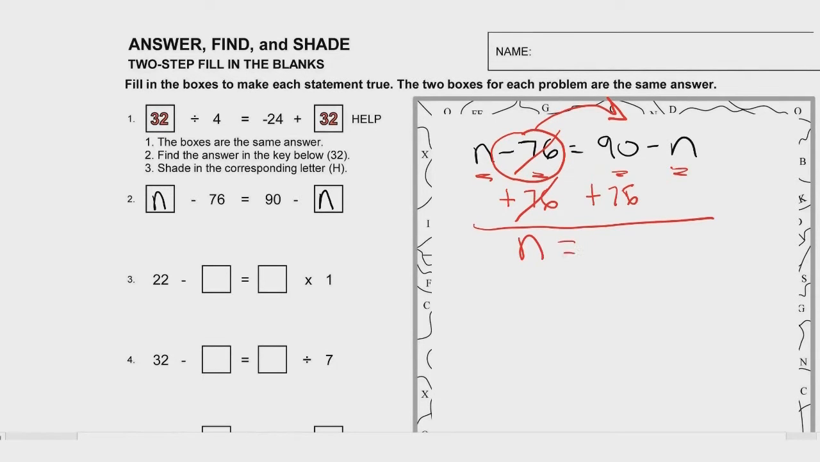Could be a her. I'm just going to say him. So the n's by himself. He's all happy. He's like, dude, I'm by myself now. There's no more of those stinky numbers next to me. And the 76 is on the other side.